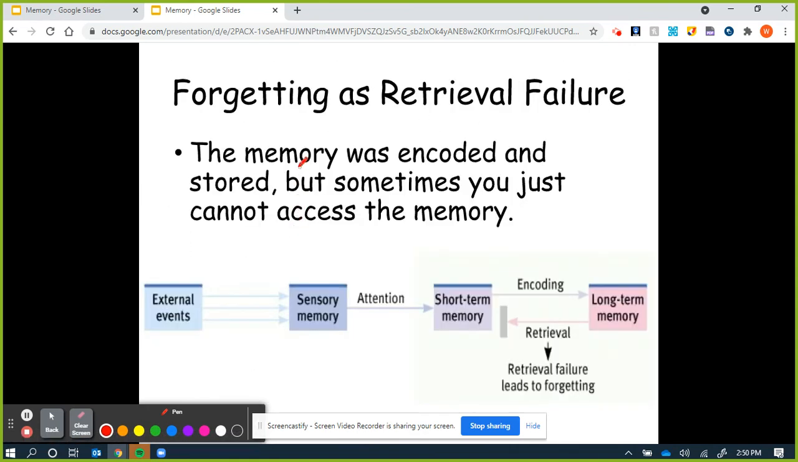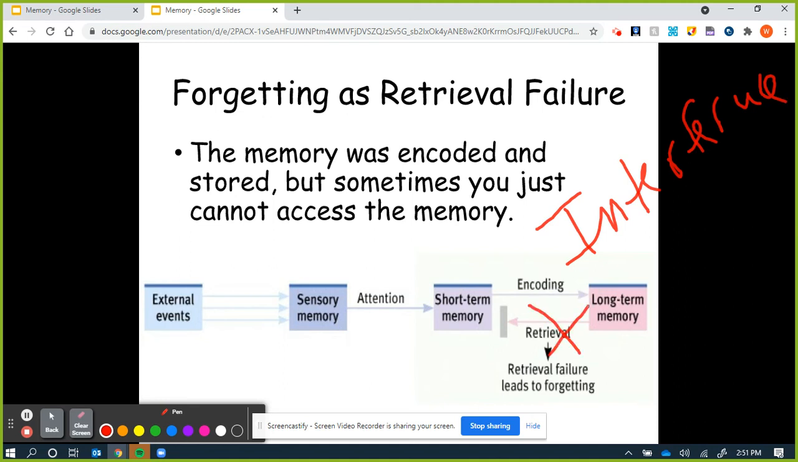And then finally, forgetting as retrieval failure. Retrieval failure is also called interference. The memory's in there, but you might not have the proper retrieval cues, and so you're not able to get it out. This is what tip of the tongue is. It's in there, you know it's in there, you just can't quite get it out right then.